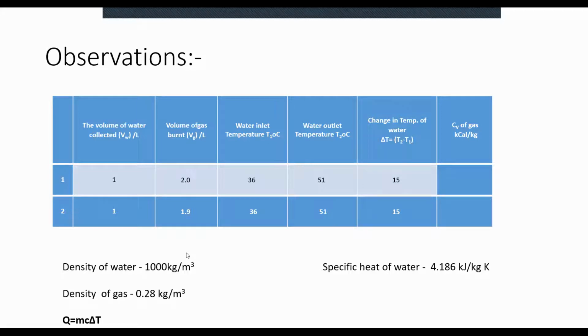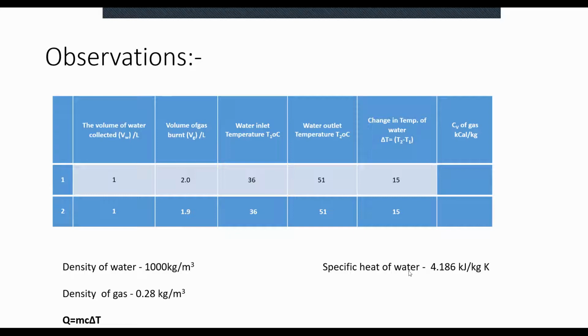So density of water is 1000, density of gas is 0.28, right? Not 0.22. In your lab sheet, I think it will be printed as 0.22. So you can use it as 0.28, right? This is the exact correct value. So the density of the LPG gas is 0.28.